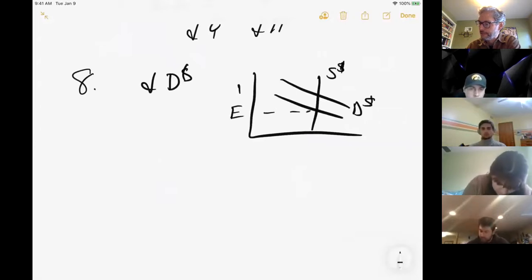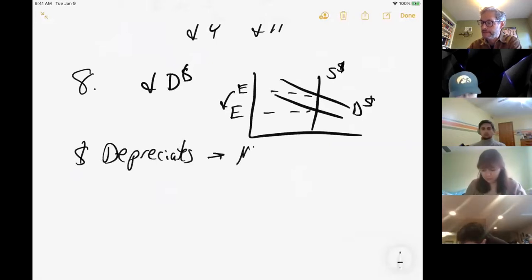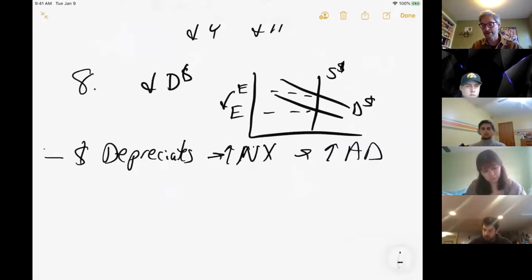We should see the dollar depreciate. What happens when the dollar depreciates? In our model, this actually increases net exports and is a positive aggregate demand shock. So that alone should increase aggregate demand.